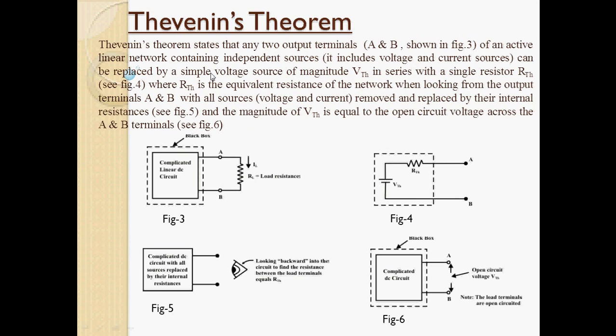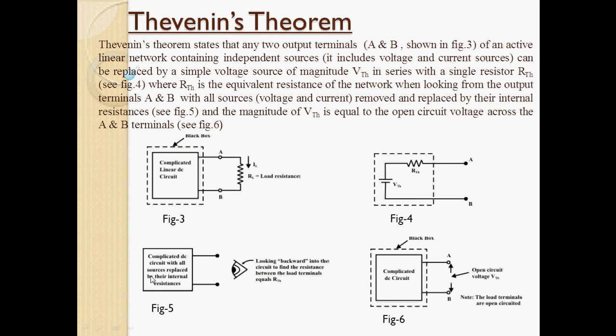What Thevenin's theorem tells is that you can replace any linear active bilateral network by a voltage source VTH in series with RTH. So how do you calculate RTH according to Thevenin's theorem? First, replace all the sources, whether voltage source or current source, by their internal resistance, remove the load, and see it from the load side.